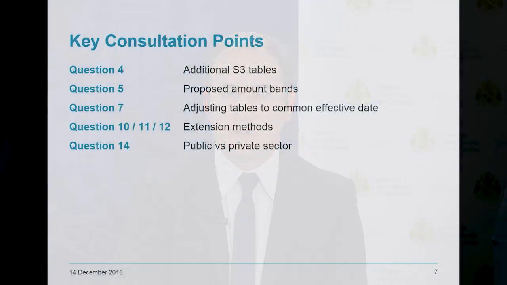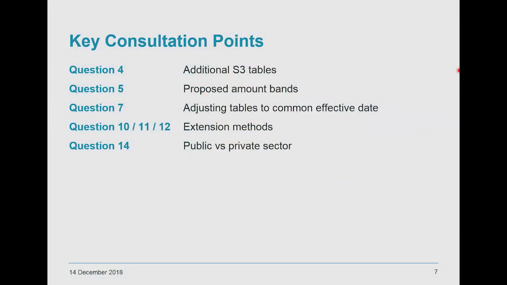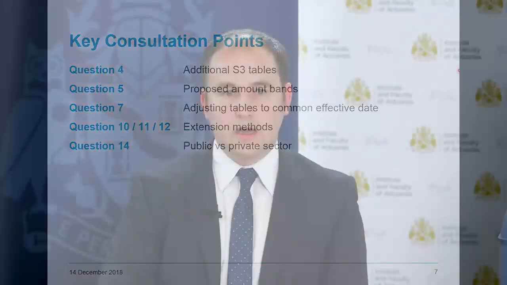Most of the consultation questions proved relatively uncontroversial. We'll give some more detail on these 5 particular areas. There was a question about additional S3 tables, and whether people felt that the suite of tables that we produced were sufficient. There was a question about whether the proposed amount bands were sensible. There was one about how we adjusted the tables to a common effective date. There were a number of questions about extension methods to younger and older ages. And then one area of particular interest was that we have more public sector data than we had in the past, so a question as to whether we should produce a single table reflecting combined experience, or whether we should split into public and private sector tables.